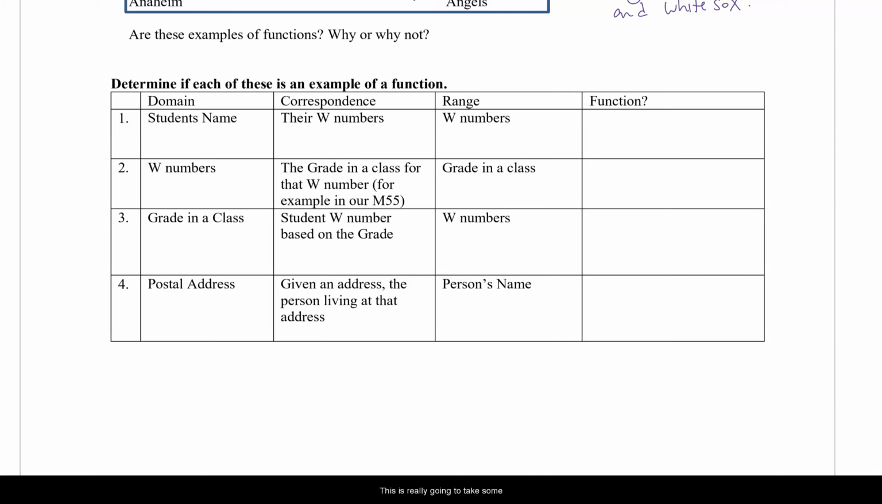So this is really going to take some expanding of your brain and thinking critically about each item in the domain and each item in the range, and ask yourself, can I have more than one value in the range being mapped to each of these domain values? And remember, it only takes one, and the situation is not a function. Think about that. See if you can come up with your own reasons, and then start the next video for the solutions.